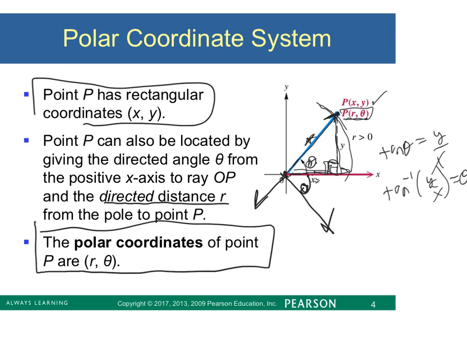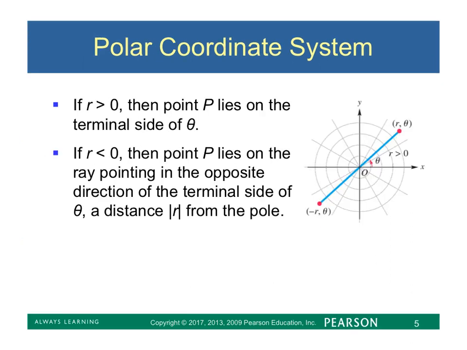If R is greater than 0, then point P must lie on the terminal side of theta. In other words, terminal means where does this angle open up? And if R is positive, obviously the point is going to lie there. This is the length of R, so your point P has to be on the terminal side of that angle. This is my initial side. However, if R was negative, like I mentioned a minute ago, it's a little different.